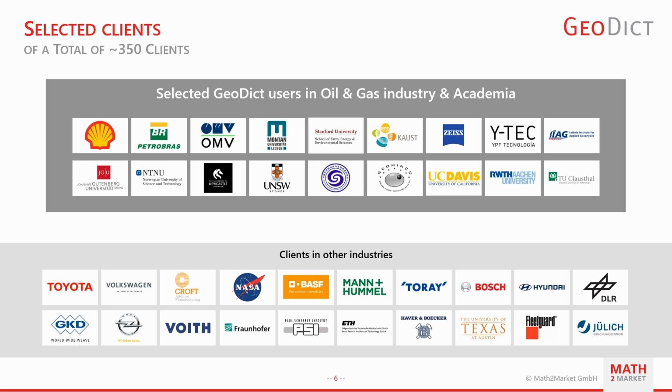To provide you with a reference, here are some selected GeoDict users from the oil and gas industry and academia. And of course, there are many more clients, especially those for which we may not show the logo at this point in time. But we also have large companies in other business areas, some of which are shown here in the second list. And indeed, we have a continuously growing number of GeoDict users and many well-known names amongst them.